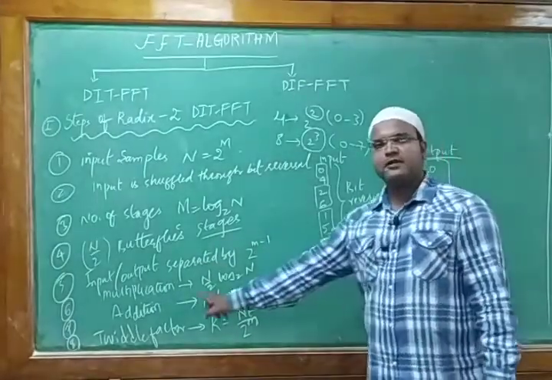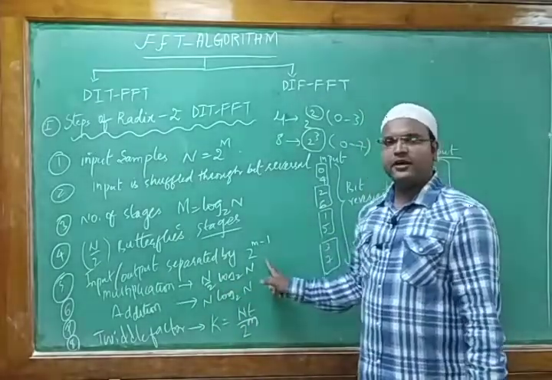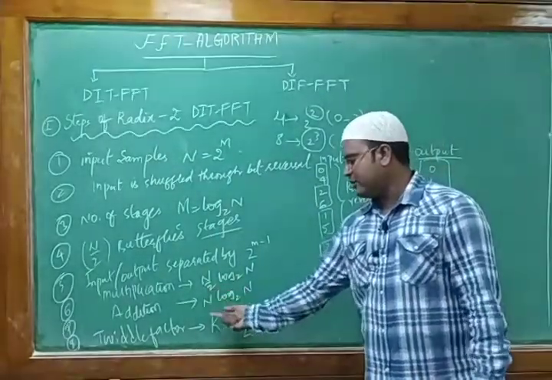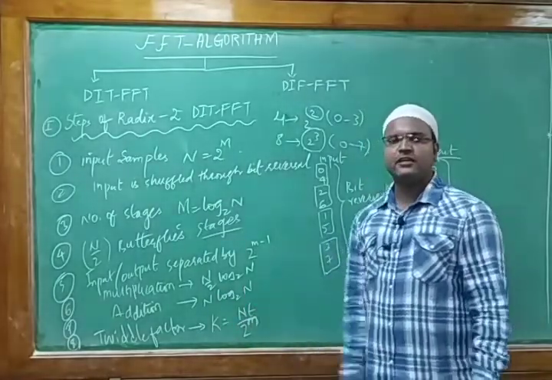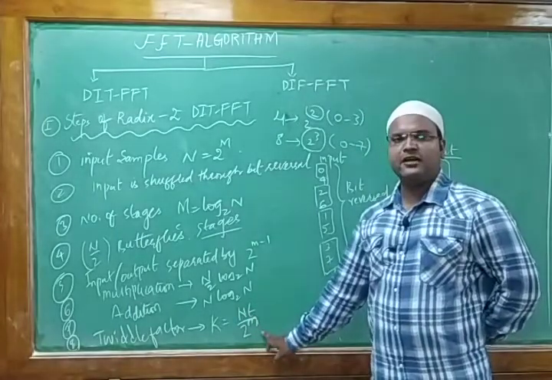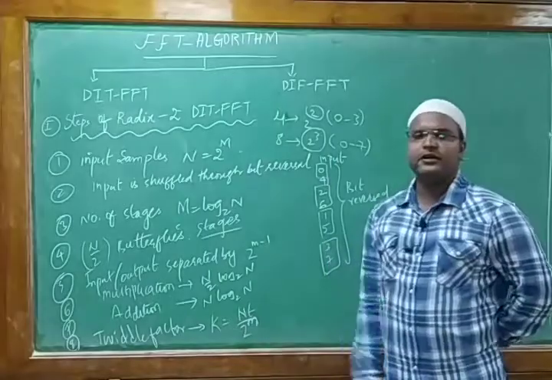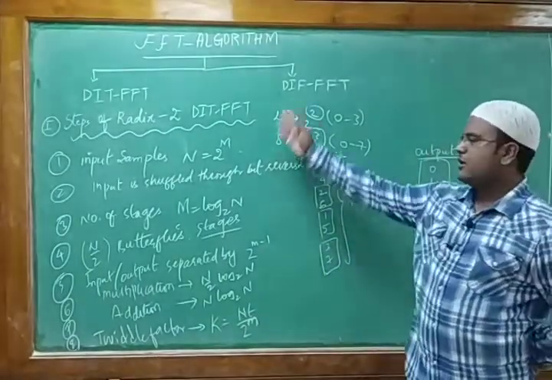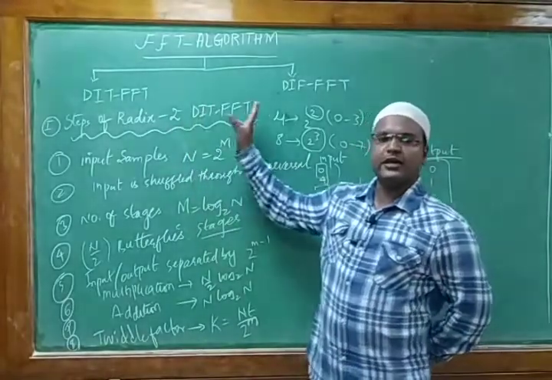The complex multiplication of the fast Fourier transform is N by 2 log 2 of N. Addition: here we are dividing by 2, there we are not dividing, directly N log 2 of N. What is the twiddle factor? e power minus j 2 pi kn by N. That way we write. Here we can write the twiddle factor k equals Nt by 2 power m. So this is for the stage steps, or what we call the steps for radix-2 DIT FFT.